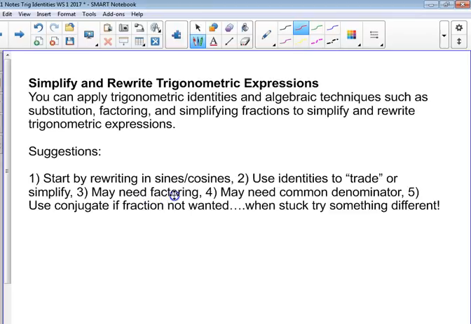You may need factoring. You may need a common denominator. You may need to conjugate a fraction. What does that mean? Well, I'll show you one at the end here. Not very often that you have to do that. But if you have a denominator of 1 minus sine x, you would multiply it by 1 plus sine x, top and bottom. Conjugates. That's where you've heard that word when we did imaginary numbers. Remember, the conjugate of 3 minus i was 3 plus i.